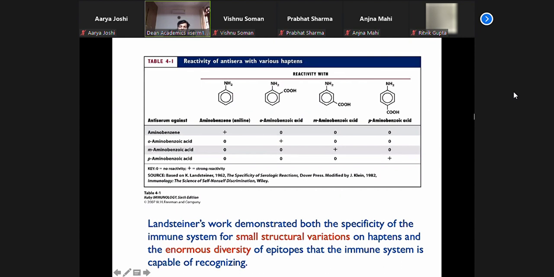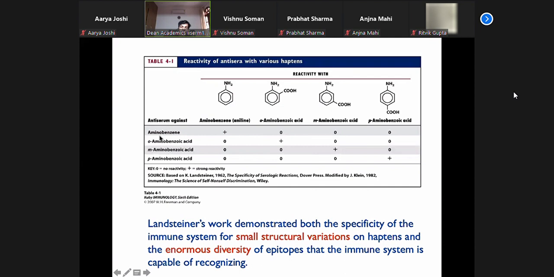Actually, the pioneer work in the field of antibodies, to determine the fine specificity of antibodies, was performed by this guy, Karl Landsteiner. Essentially, he used a similar approach to what we described earlier. This is one of the examples. Basically, this is the anti-sera generated.